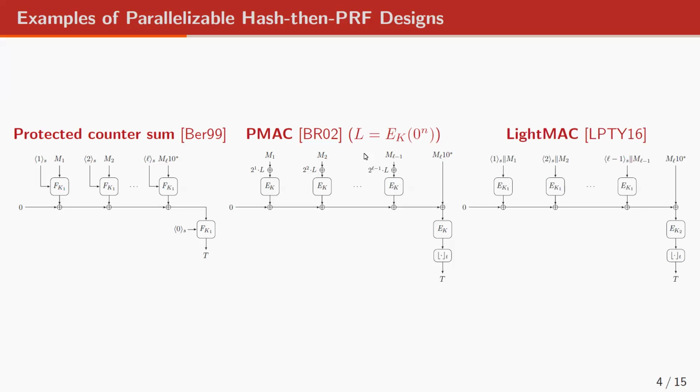Another interesting one is LightMAC. LightMAC is also inspired by protected counter sum. Instead of putting the counter separately here, because here you need a compressing PRF, you take a block cipher, and you concatenate the counter with the message block. Counter 1 with the first message block, 2 with the second message block, etc. And then you protect at the end.